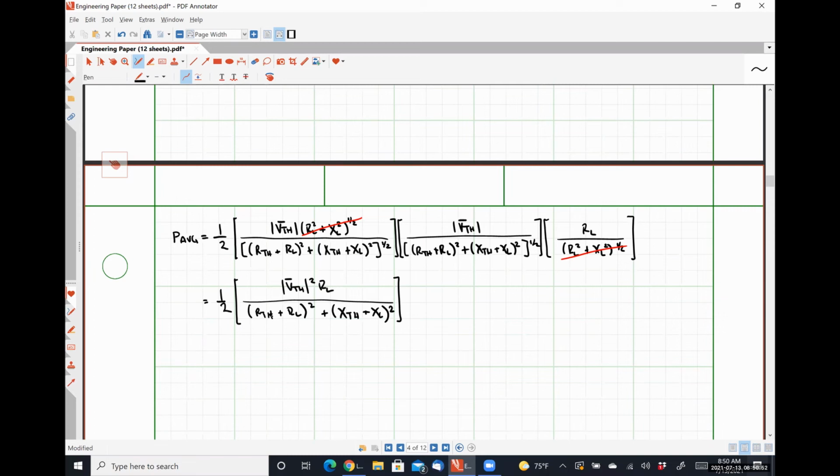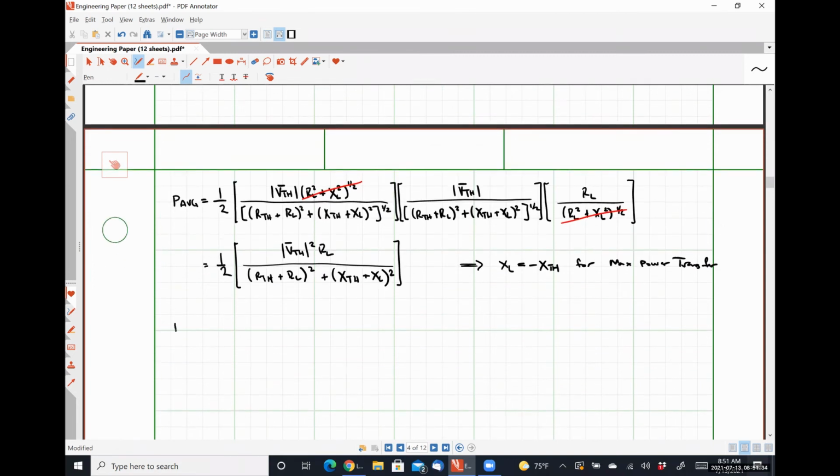We know then that in order for maximum average power transfer to occur, at a minimum, XL needs to be exactly equal to negative XTH, right? We need to cancel out all of that reactance. So XL must equal negative XTH for max power transfer. So we have one piece of the puzzle, all right?